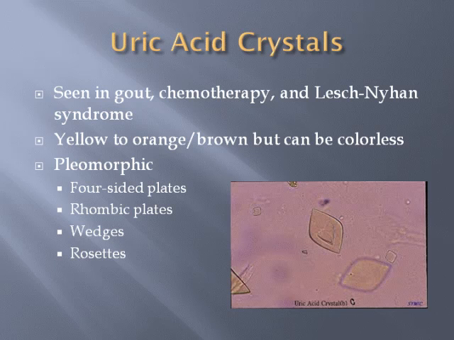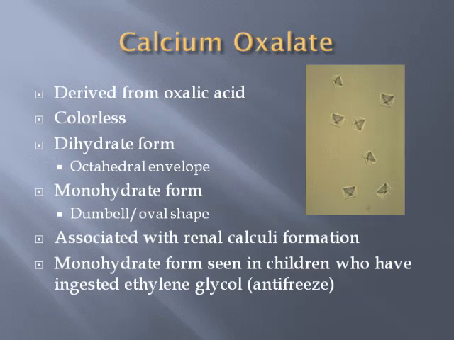Uric acid crystals are seen in gout, chemotherapy, and something called Lesch-Nyhan syndrome. They are yellow to orange-brown, but can be colorless. They are pleomorphic. So, unfortunately, uric acid crystals have all kinds of different shapes. You can see four-sided plates, rhombic plates, wedges, rosettes. You see this shape in this image quite often. And so you definitely need to have an atlas sitting by your side when you're less familiar with some of these crystals.